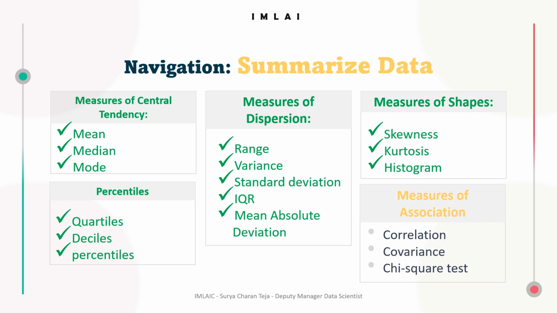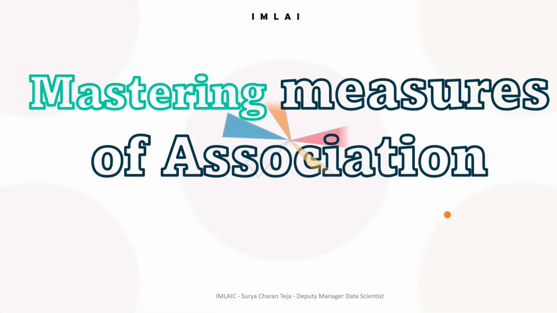In measures of association, we will see correlation, covariance, and then to understand the correlation, we need some plots. For that, we will use a scatter plot, and after that, we will also use a cross tabulation. That is another way of understanding the relation between the two variables. And then we will use a chi-square test, which gives the relationship between categorical variables. So with this, we will be entering into the measures of association, a very and heavily useful tool in data science.